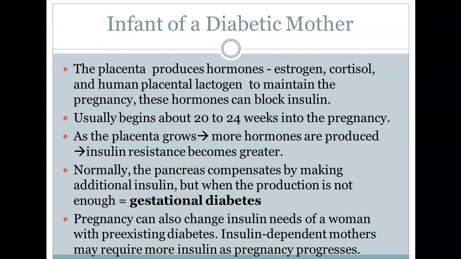So normally the pancreas is able to compensate for this by just making additional insulin. But when that production is not enough, or that mom cannot compensate and make enough of that insulin, then gestational diabetes occurs. So pregnancy can also change the insulin needs of a woman who had pre-existing diabetes. So insulin-dependent mothers may require more insulin as the pregnancy progresses.